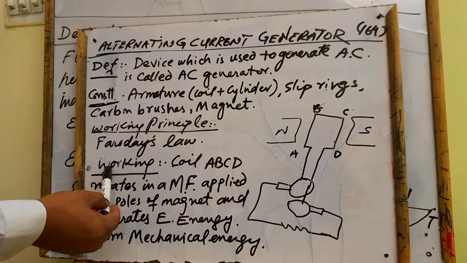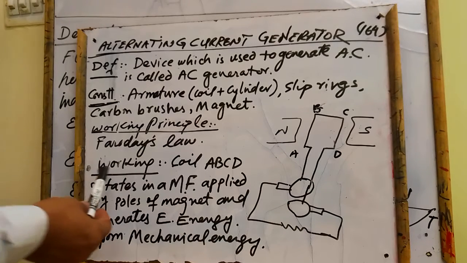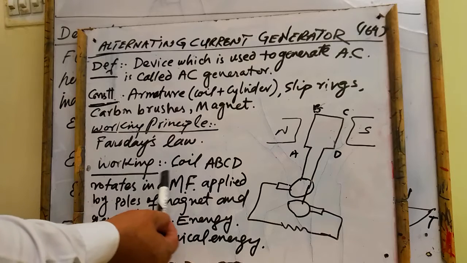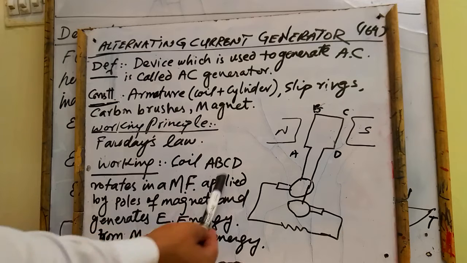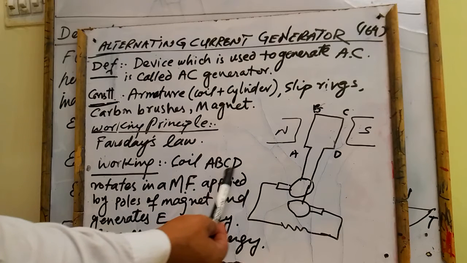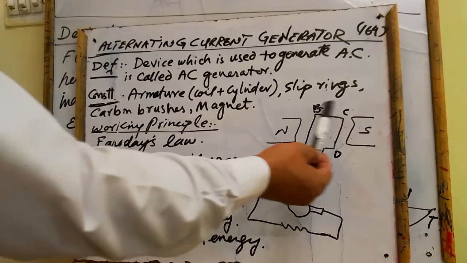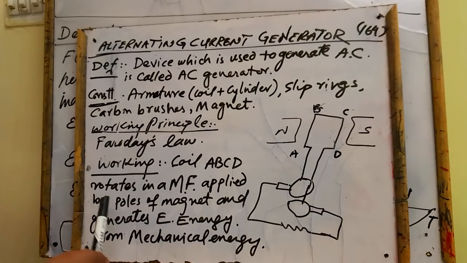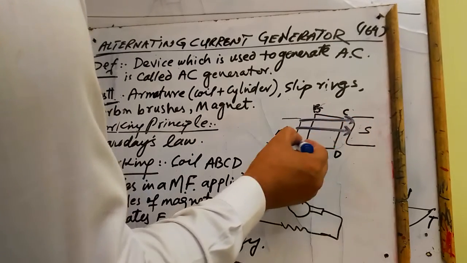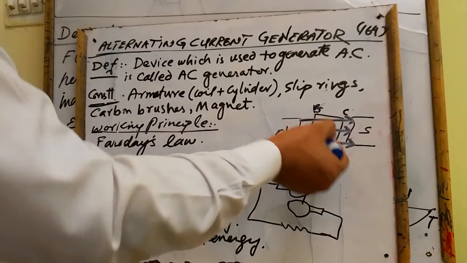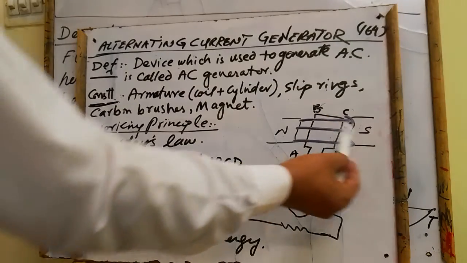What is the working of AC generator? I have written the working of this AC generator in a very simple sentence. The coil ABCD, ABCD being the name given to this coil, rotates in a magnetic field. That magnetic field can be shown by drawing lines from the north side to the south side. These horizontal arrows basically show the magnetic field between the two poles of the magnet.